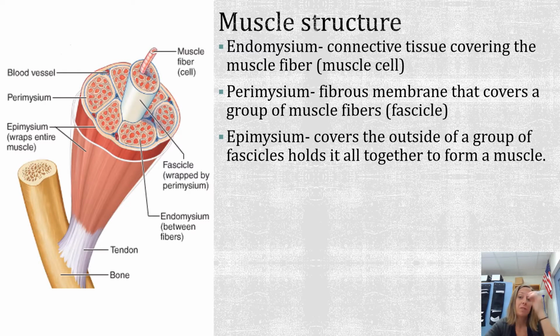Next is muscle structure. When we talk about muscle structure here, we're talking about the larger, gross anatomy, what you can see. For muscle structure, there are three words here that are in bold.